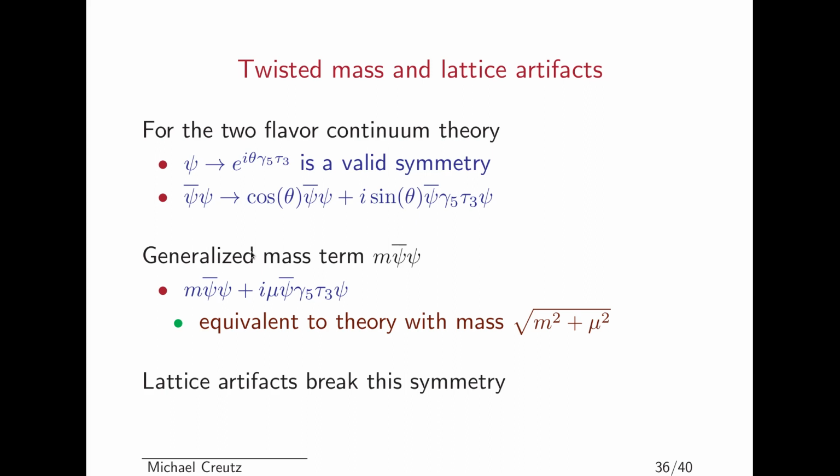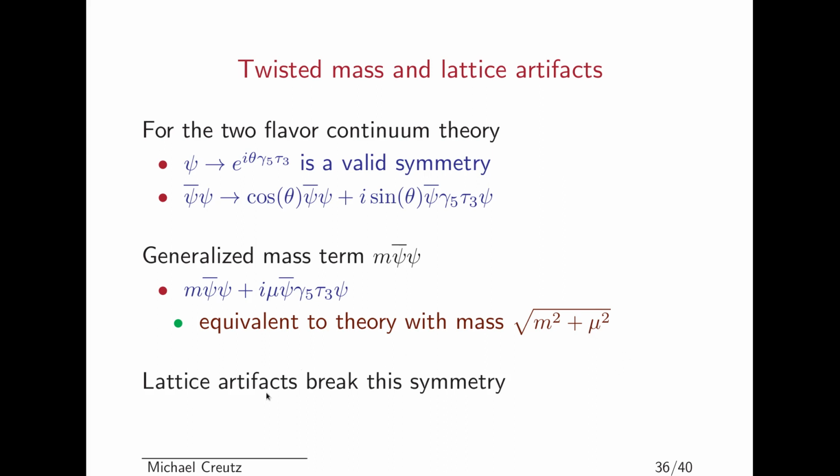This makes it interesting to think about a generalization of the mass term. Let's do this kind of rotation to the mass term. Mass would give a mixture of a psi bar psi piece and a psi bar gamma 5 tau 3 psi piece. But since this is a valid symmetry for the 2 flavor theory, we get the equivalent theory with the mass, which is just the square root of the sum of the squares of these 2 parameters. Now, what's interesting about this is that the lattice artifacts break this symmetry.